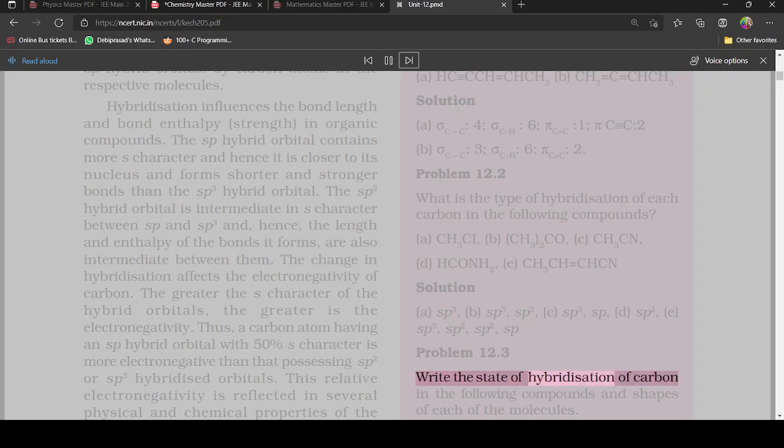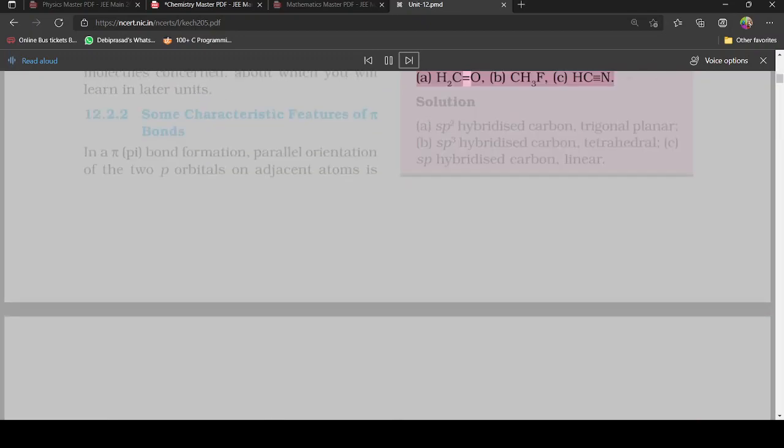Problem 12.3. Write the state of hybridization of carbon in the following compounds and the shapes of each of the molecules. A. H2C=O. B. CH3F. C. HCN. Solution.